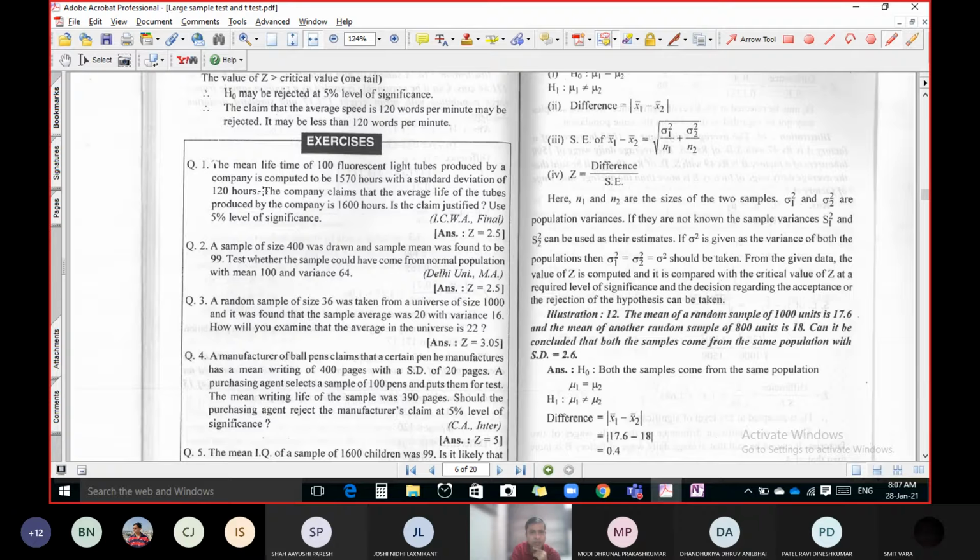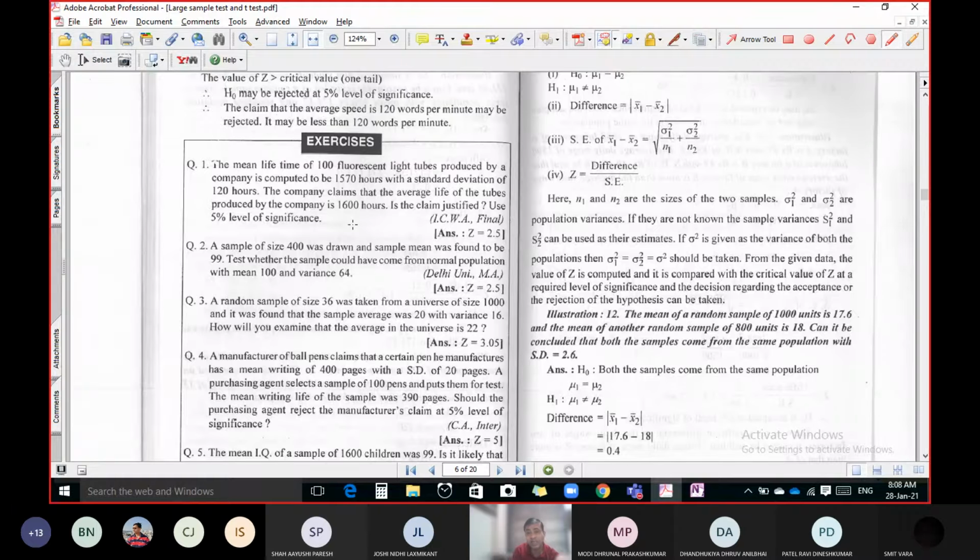Now we took a sample of 100 tube lights of that particular company, and we found that the average is 1570. That means the claim is 1600, but our answer in our sample is 1570. So there is a difference of 30 hours. Now the question is whether this 30 hours difference is negligible. If it is negligible, then we can say that the claim of the company is correct. The difference is due to sampling fluctuation, and you can consider that the claim of the company is true.